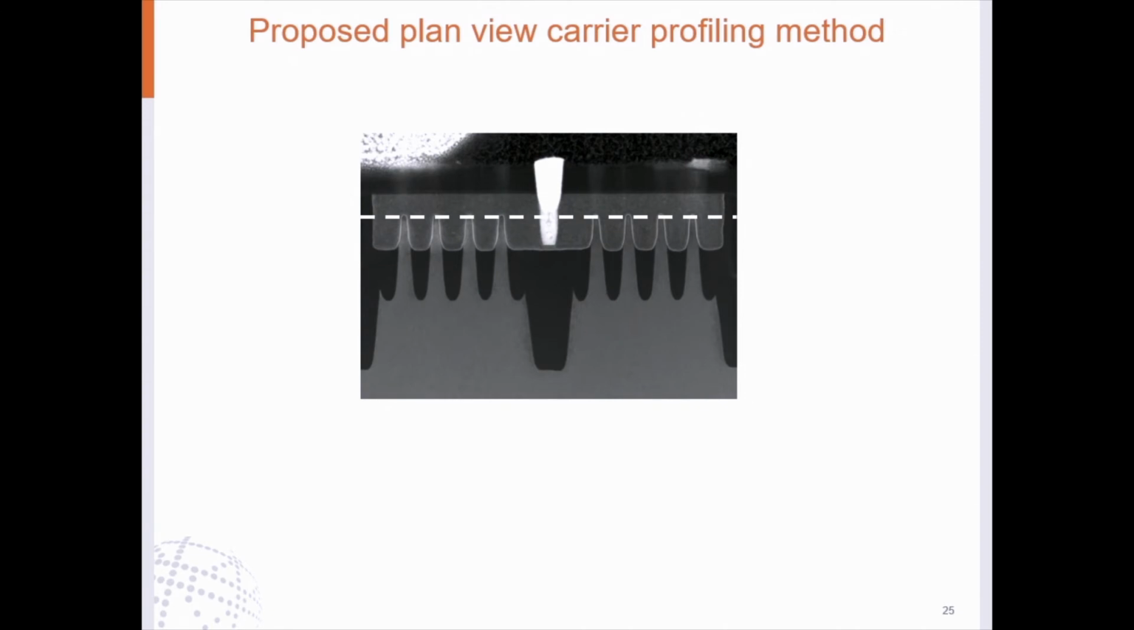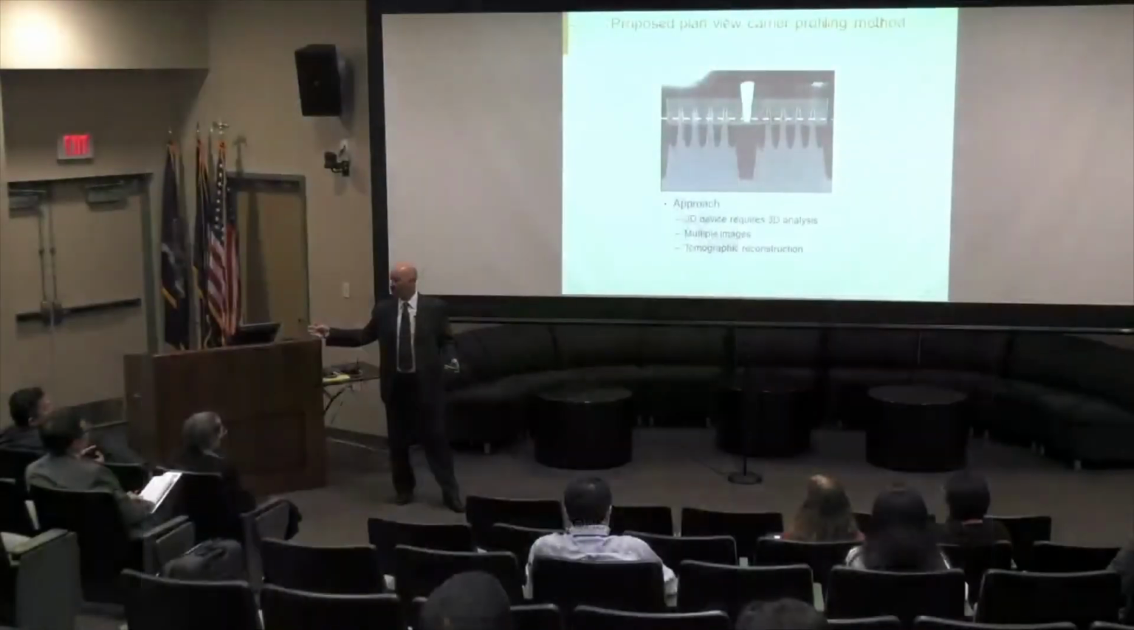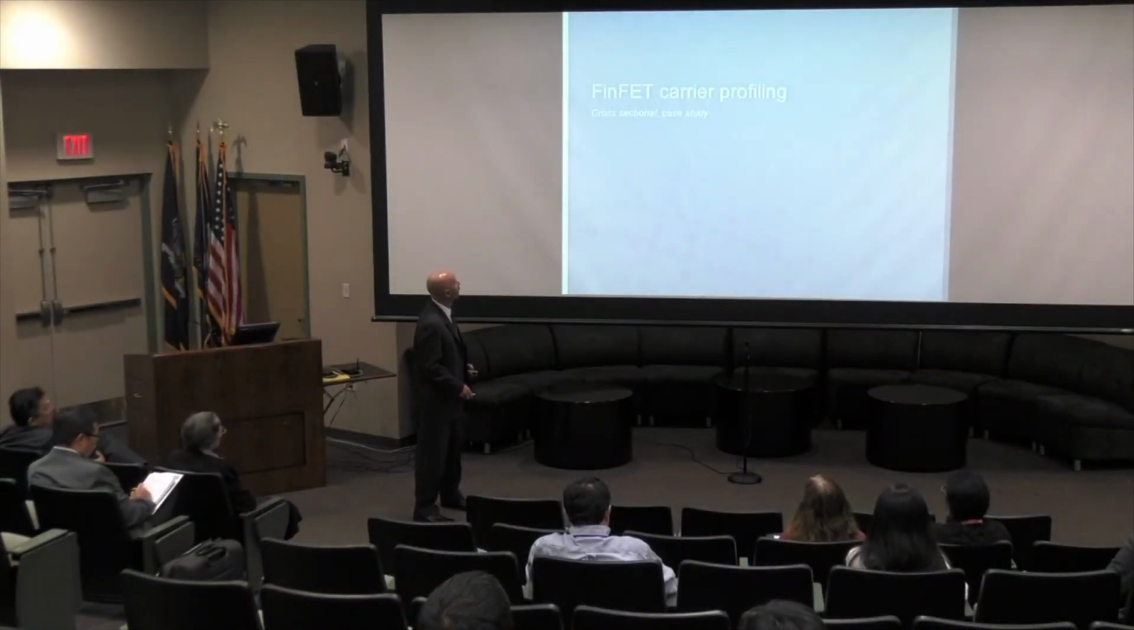This is what we really need to do: start up here and work our way down sequentially through that fin, and then do multiple images, multiple topography and dopant or carrier images, and then do a tomographic reconstruction, giving us a three-dimensional representation of the device.